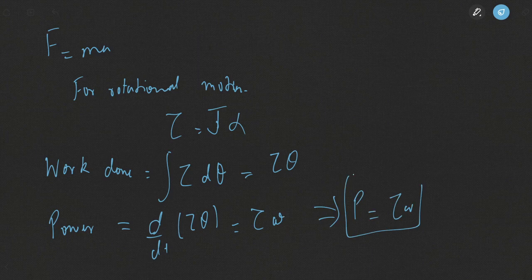We will be using this equation a lot in electrical machines: the power equation, how to derive the power at the shaft of the rotary body. Power is equal to tau into omega, where tau is the net applied torque and omega is the angular velocity of the body. So these are different terms that you will come across while studying electrical machines. You are familiar with most of these terms. Then come the electromagnetic principles.